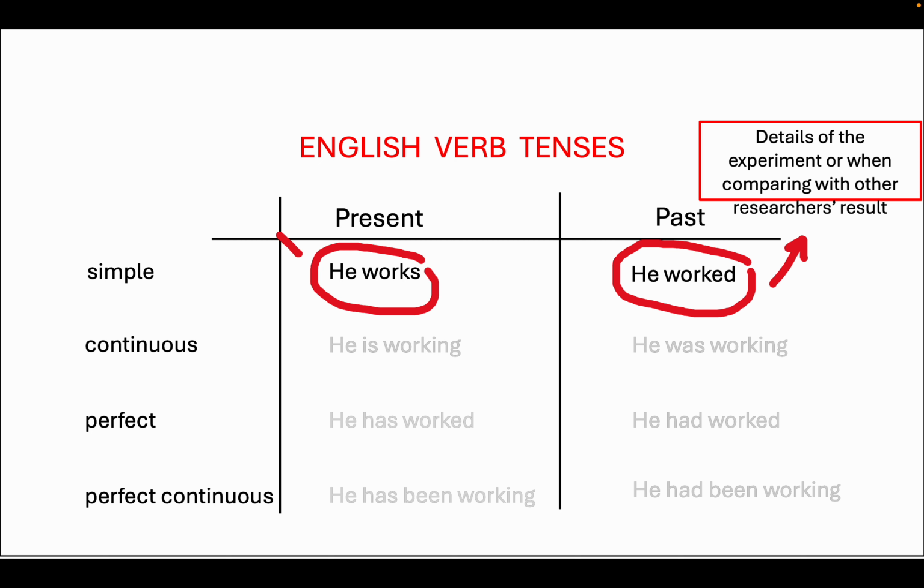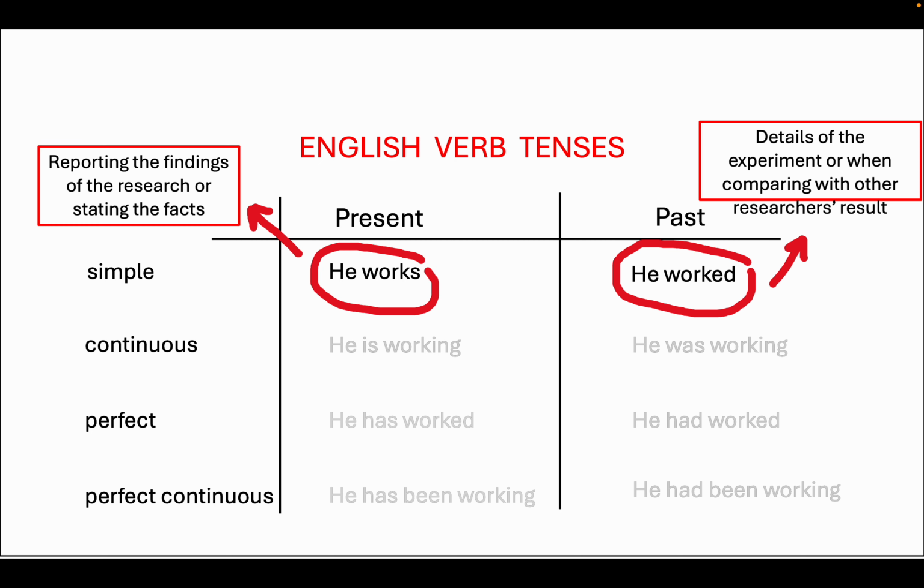And for the present tense, we use it when we want to report all the findings of the research, or when we want to state the facts. So it means that when you want to report the findings that happen right in your paper or in your thesis, you have to use the simple present tense. Meanwhile, when you want to state the facts as well, you have to use simple present tense, because that is the fact that is ongoing until today.